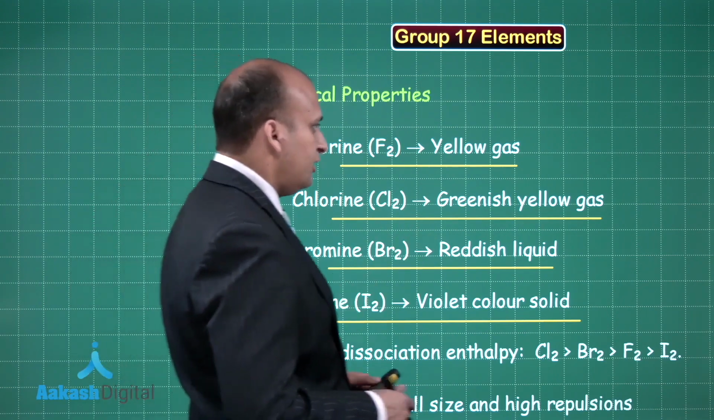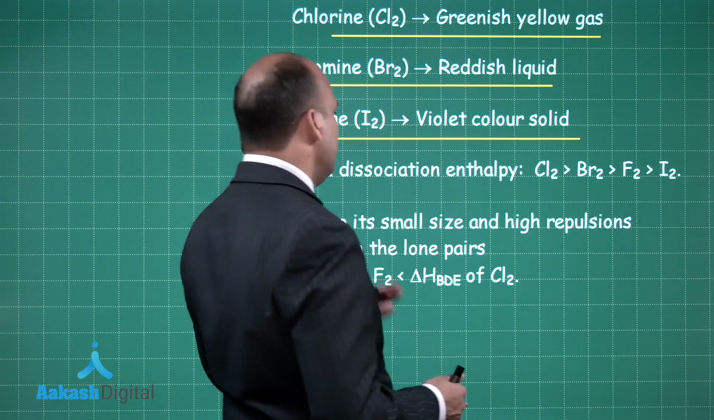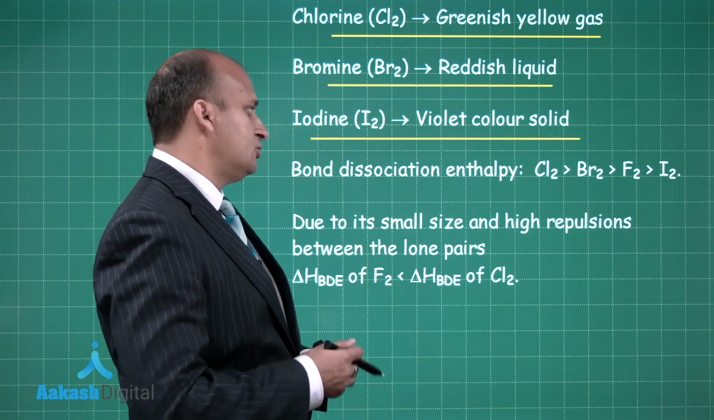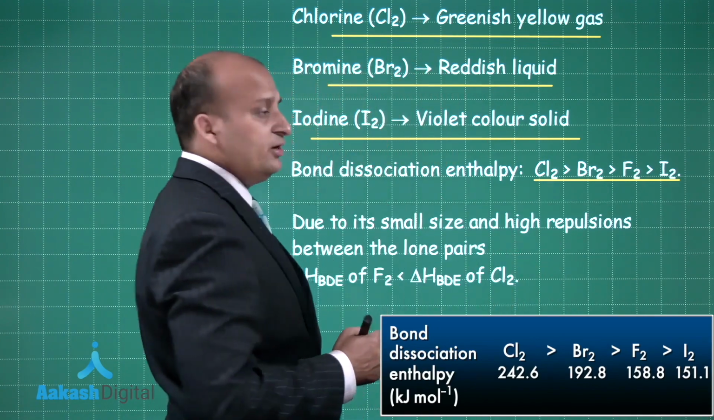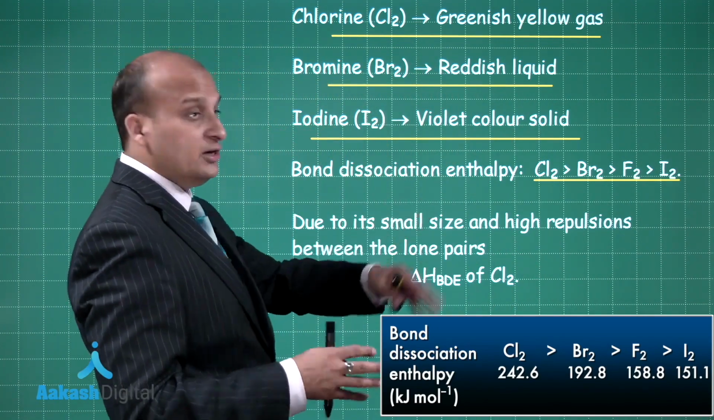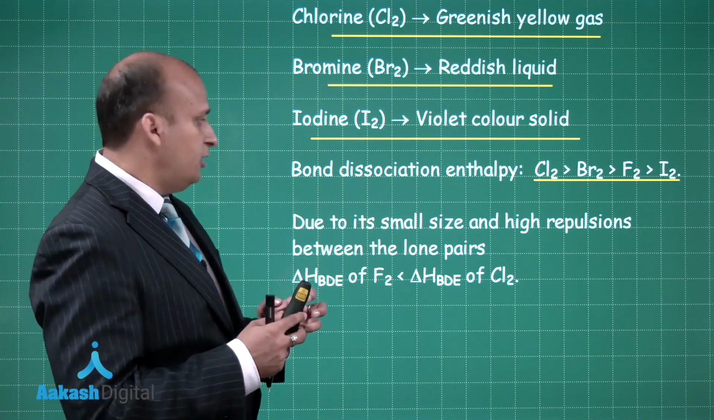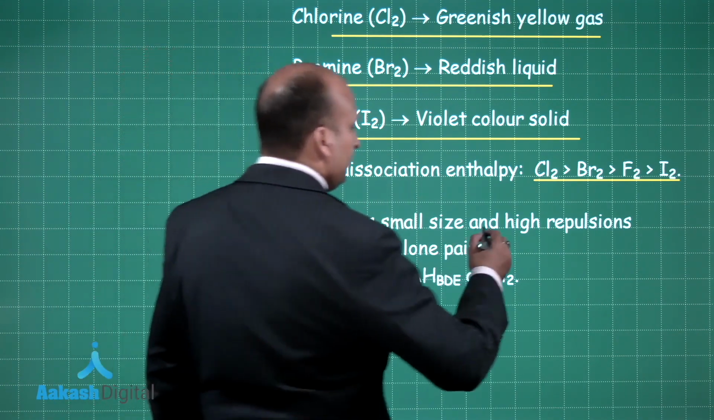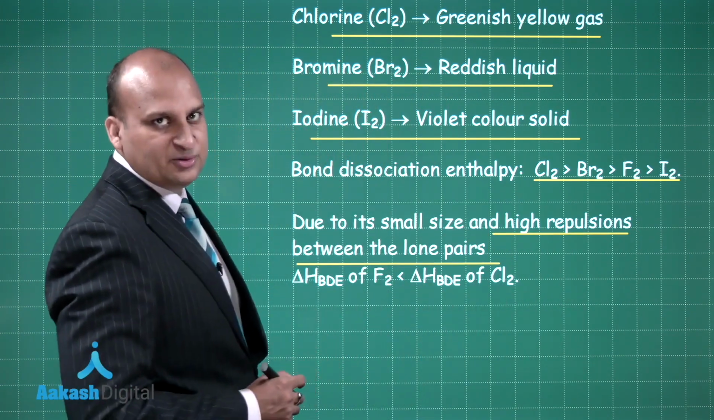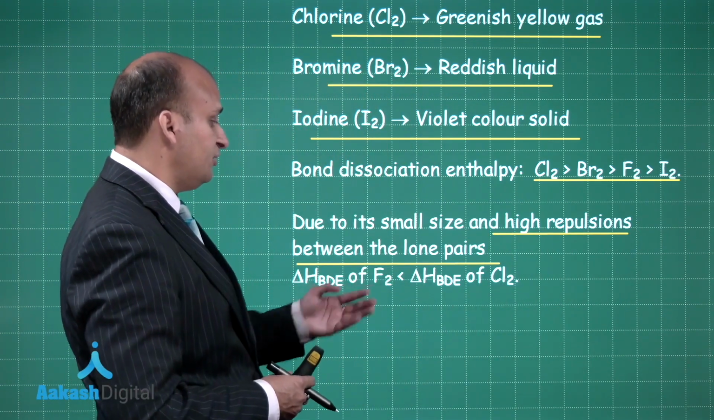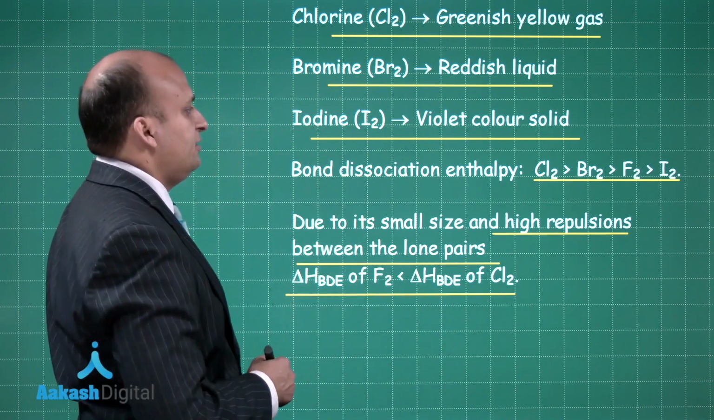but it is a violet colored solid, right. Now, when we talk about these molecules, there is an interesting fact about bond dissociation enthalpy. The bond dissociation enthalpy of fluorine is lesser than that of chlorine, in fact bromine. Why? Because the size of fluorine is so small that there are high repulsions between the lone pairs of fluorine atoms. That is why the bond dissociation enthalpy of fluorine is lesser than that of chlorine as well as bromine, okay.